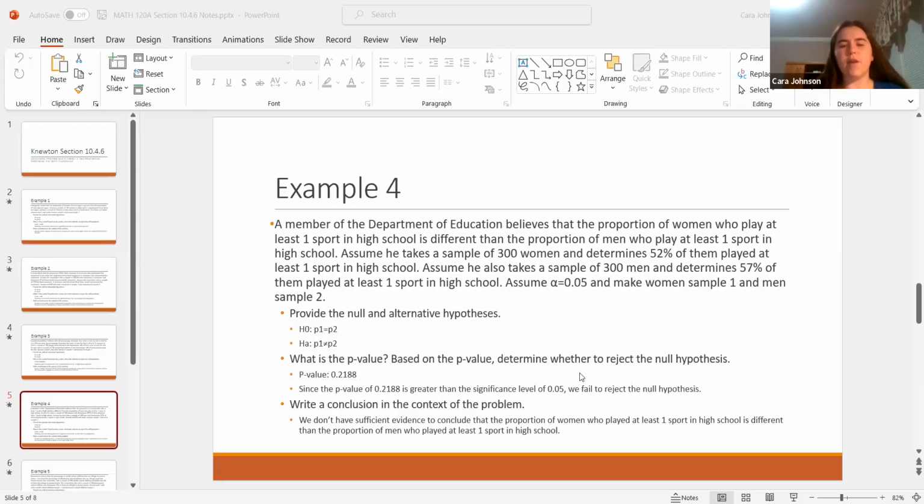That p-value is greater than our significance level, so we're going to fail to reject. If we fail to reject, that means we don't have enough evidence to say the alternative is true. So we don't have sufficient evidence to conclude that the proportion of women who played at least one sport in high school is different than the proportion of men who played at least one sport in high school. All right, let's do another example here.